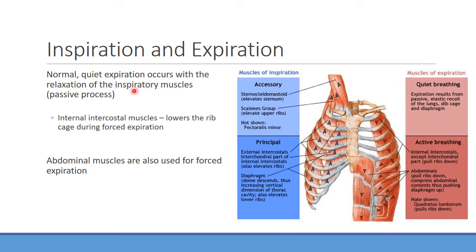Okay, so again, normal quiet expiration is just going to occur with relaxation of the inspiratory muscles. It's a very passive process for the most part. You'll also notice the internal intercostal muscles can be useful for lowering the rib cage during forced expiration. So if you need to really force out all that air, the internal intercostal muscles can help with that as well, basically pulling that rib cage back down. Again, the abdominal muscles are also useful for forcing the expiration out. Those will tighten up and force out the air.